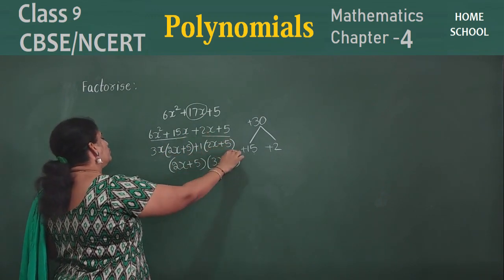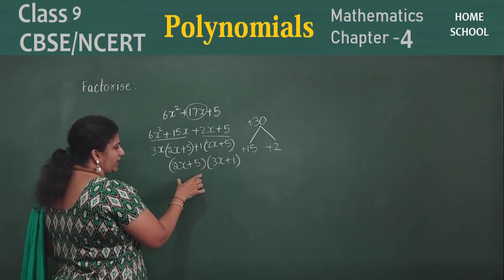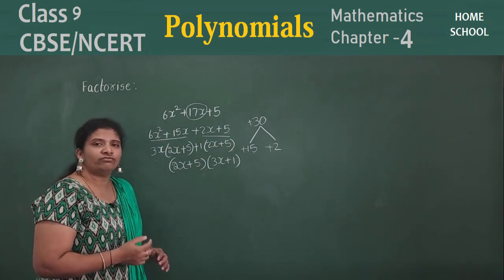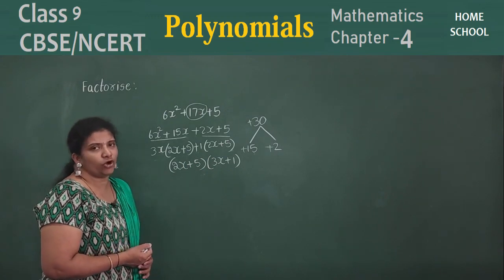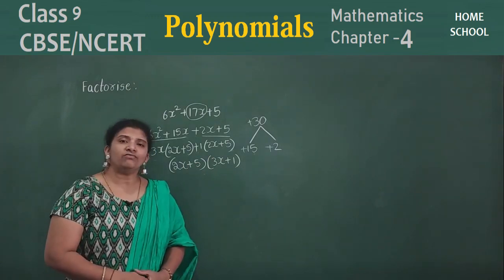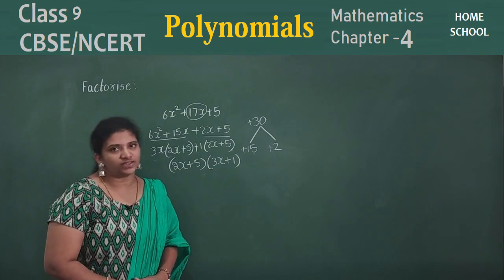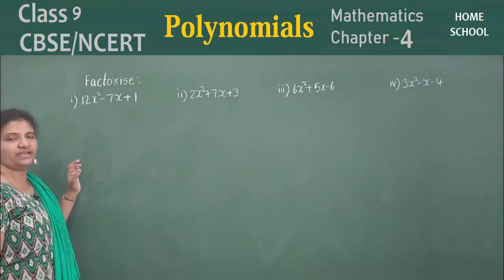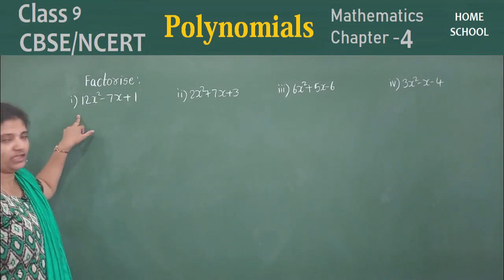Now these two values, what is common you take out? Then this is nothing but the method of factorizing a polynomial. Now let's start our fourth main of this exercise, children, that is factorize. Let's start with your first problem.